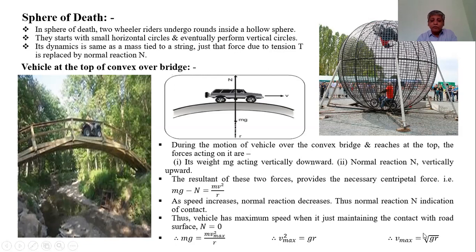This is the maximum speed required at the top of the convex road surface. These are the examples of vertical circular motion. In practice, observe these vertical circular motions.